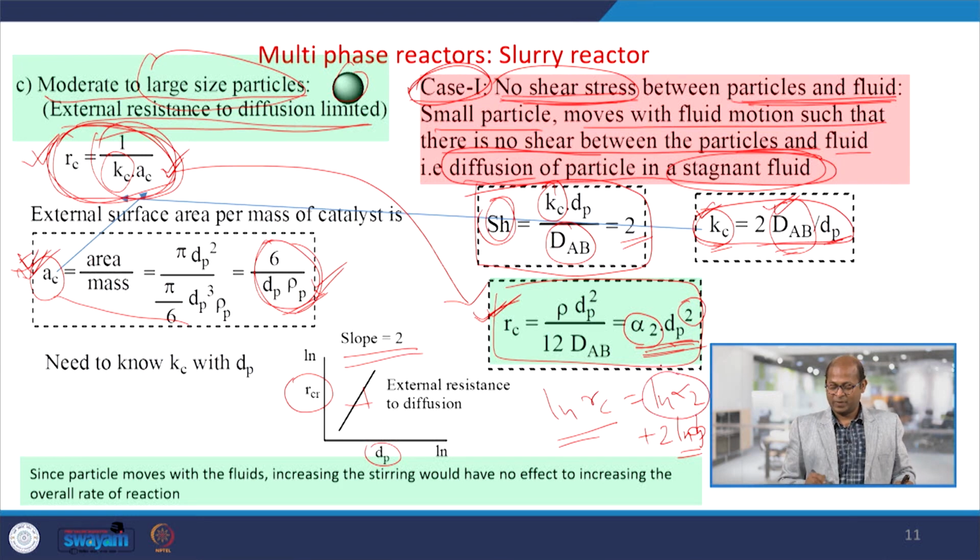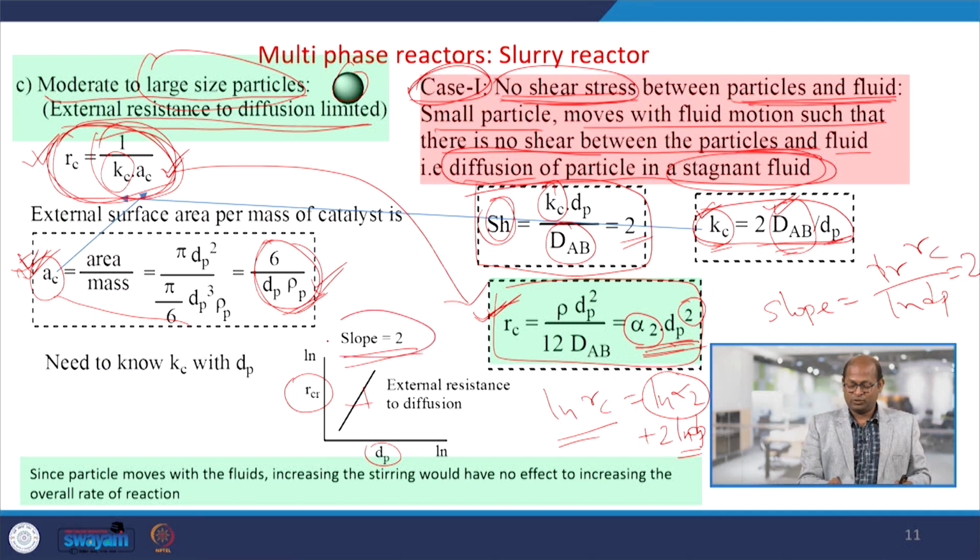So if we plot ln Rc and ln dP, the ratio would be the slope, and this is the intercept part. Then the slope equals ln Rc by ln dP, that would be 2. How is that coming 2? Then the slope would be 2.